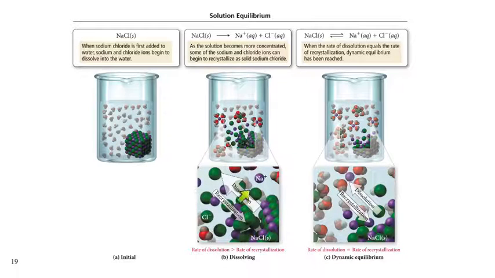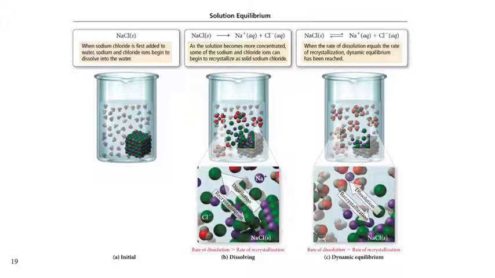As this begins to dissolve, now the concentration of chloride and sodium ions that are in the solution is going to increase. And as that increases, then the rate of recrystallization can increase. The rate of dissolution will remain the same. The rate of recrystallization increases until they become equal. Then you have a dynamic equilibrium.